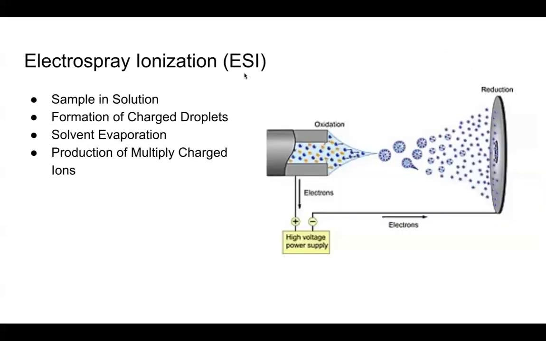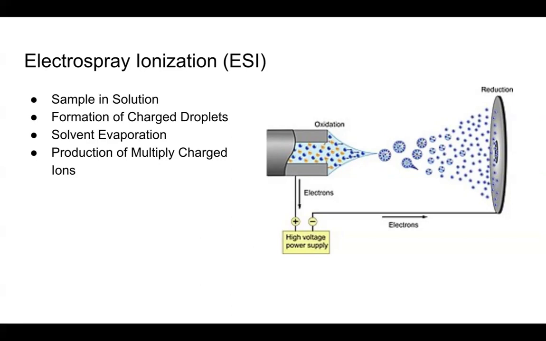On the other hand, we have electrospray ionization. So when it comes to sample preparation, the analyte is dissolved in a solvent. So this is often a mixture of water and an organic solvent like methanol or acetonitrile. And then it's pumped through a narrow charged capillary.